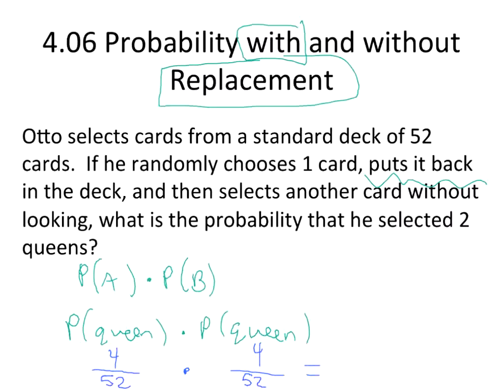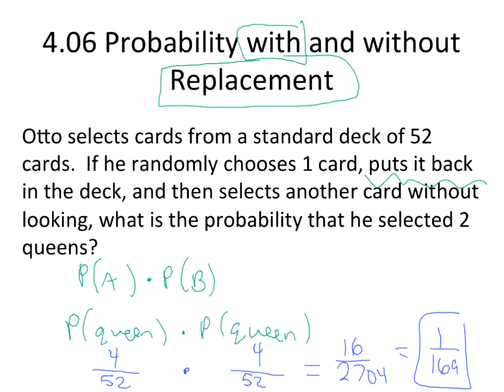So what I'm wanting you guys to see is that when we replace it back in, you have the same probability the first time, the same probability the second time. Does that make sense? Because you're still picking from the same group of things. It's not changing. What if you did that 6 times? It will look the same 6 times. Same probability each time. So my final answer would be 16 on top, 2704 on the bottom, which reduces to 1 out of 169.